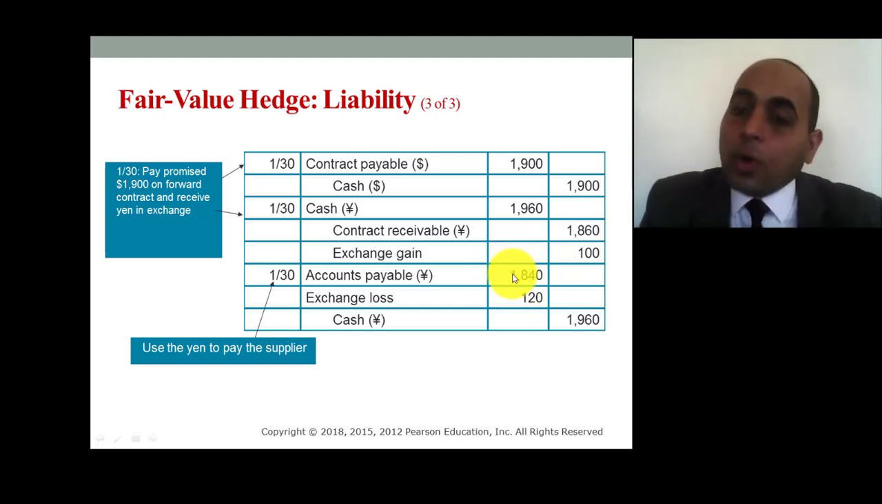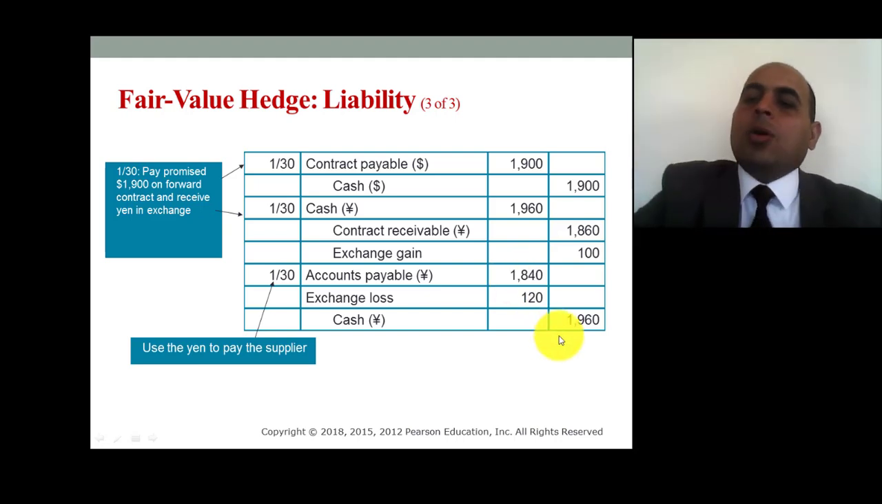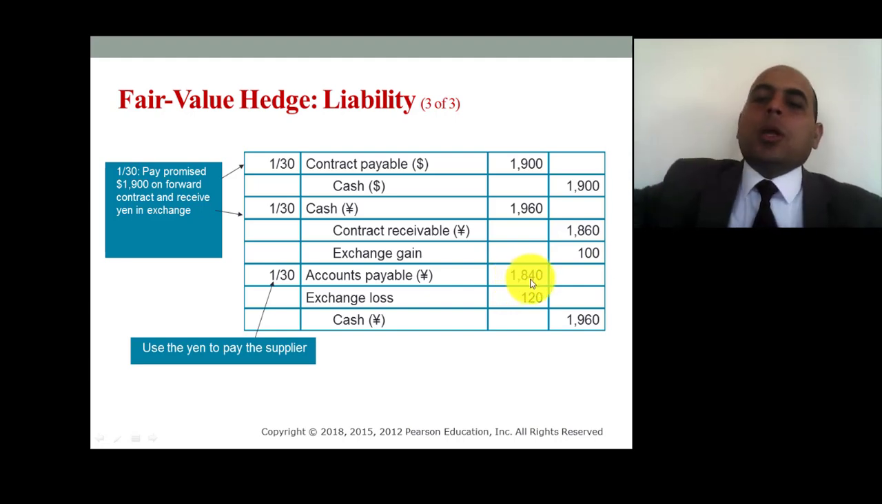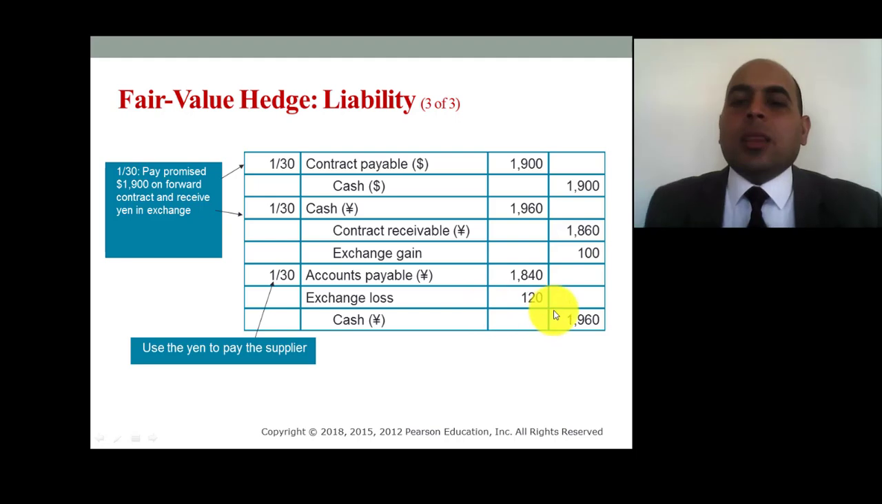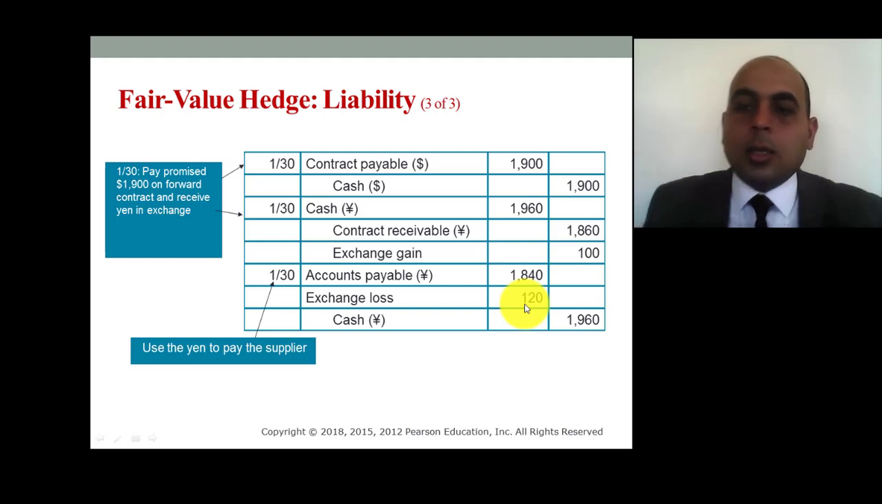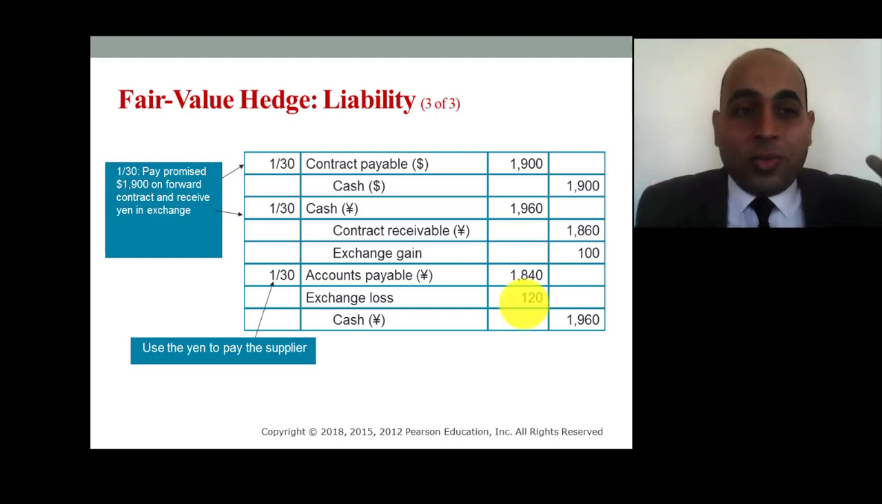We will pay them 200,000, but the value of this amount is 1,960, and we owe them only 1,840. We will not pay them US dollars. We will pay them 200,000 yen. The value of this amount we pay is 1,960, but the accounts payable balance is 1,840. As we will pay them 200,000 yen, which equals 1,960, and we owe only 1,840, it means that we have an exchange loss, so we have to record it. We have exchange loss by $120.